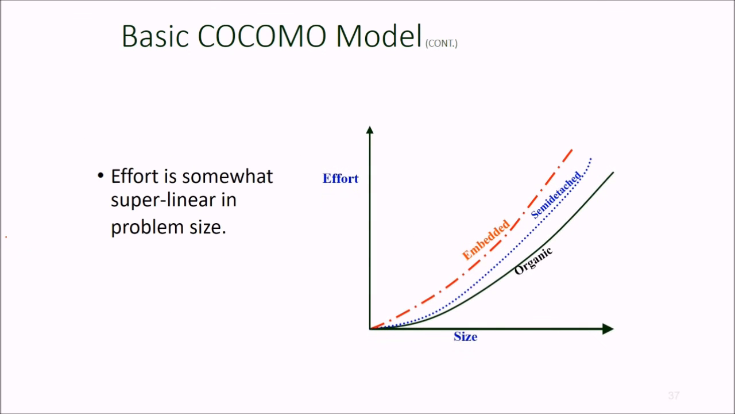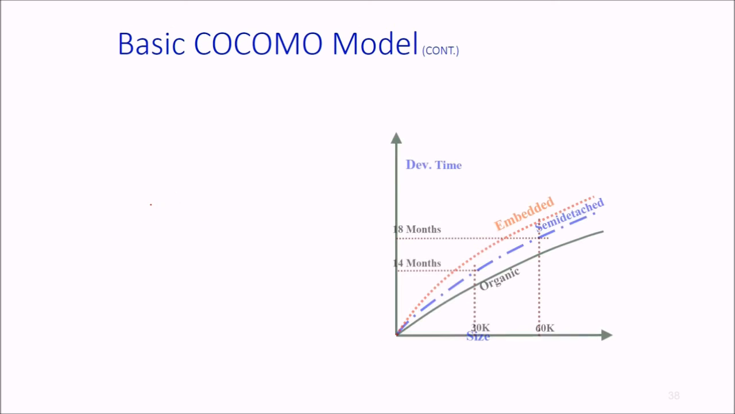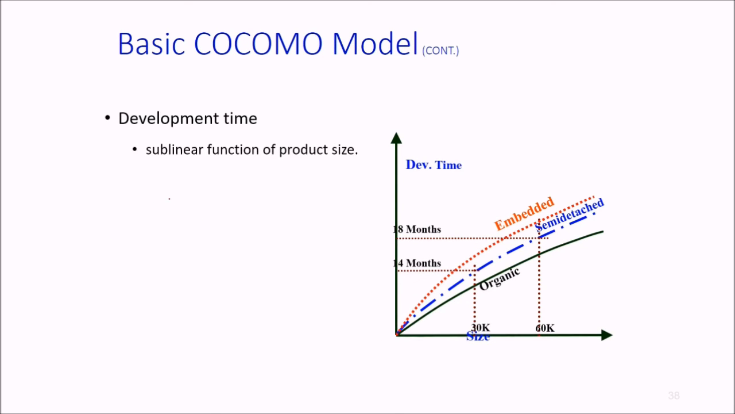So the effort in the basic COCOMO model is somewhat superlinear in problem size. As you can see from this effort to size graph, the effort is superlinear in problem size. This is the embedded one, the red one, semi-detached is blue, and organic is the black one. In this basic COCOMO model, the development time is a sublinear function of product size.